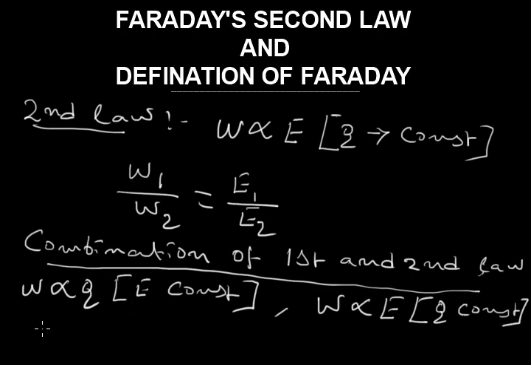So, by combining these two laws, we can write W is proportional to QE. Here, both Q and E vary. Now, W equals QE into some constant, and here the constant is 1 by F. Mind it, it is not F, it is 1 by F, and this F is called Faraday.